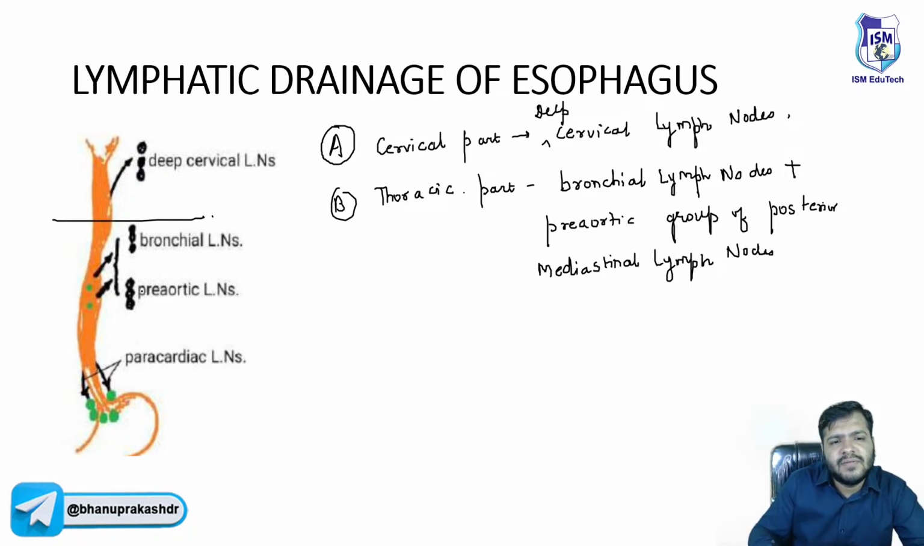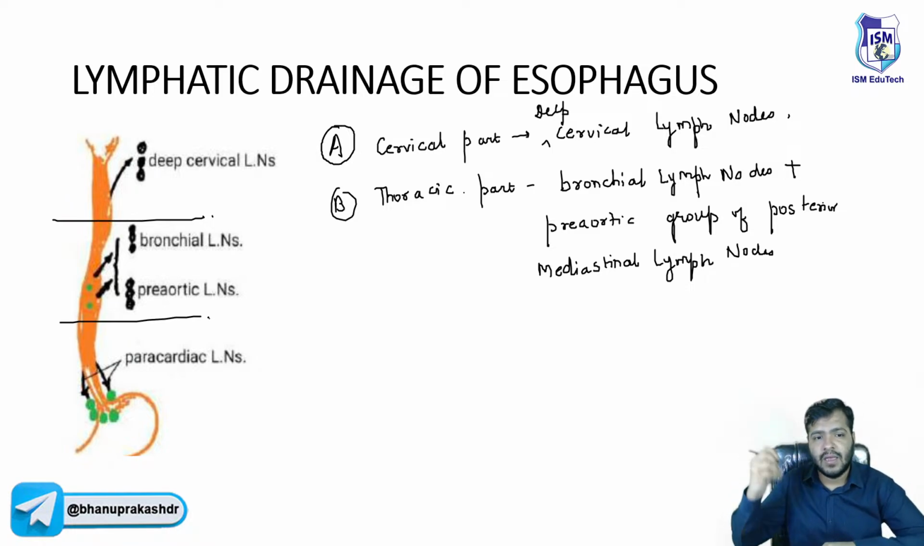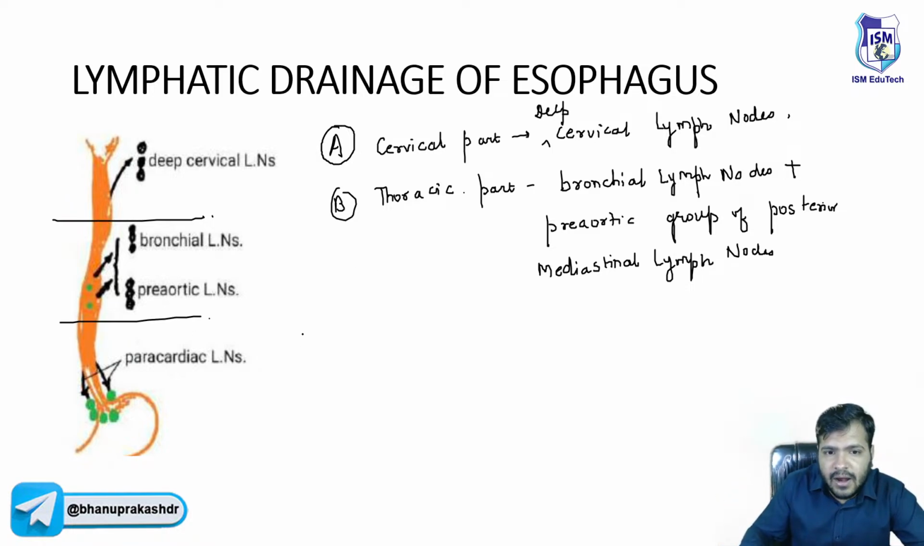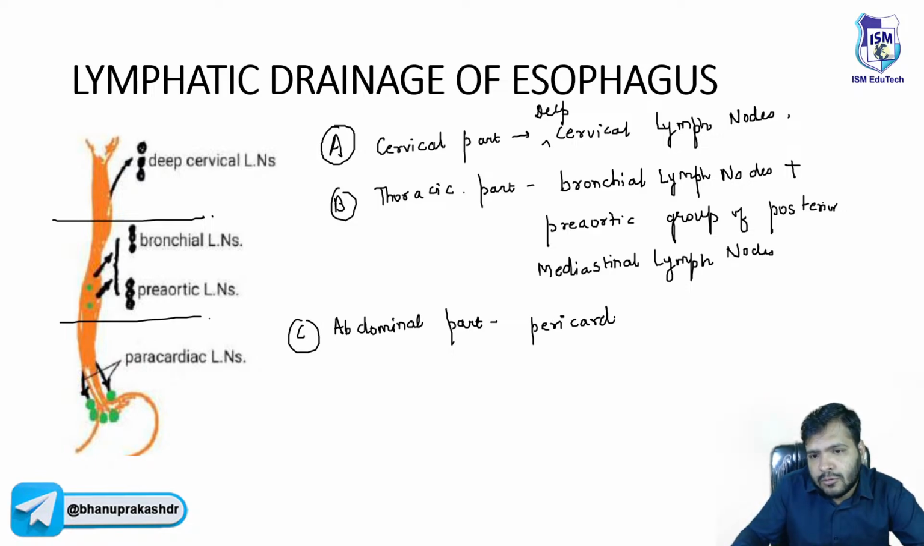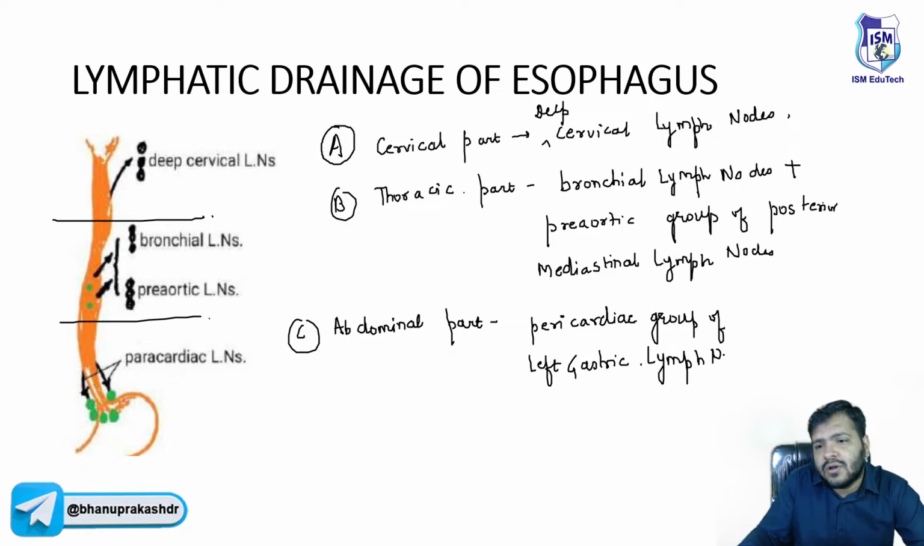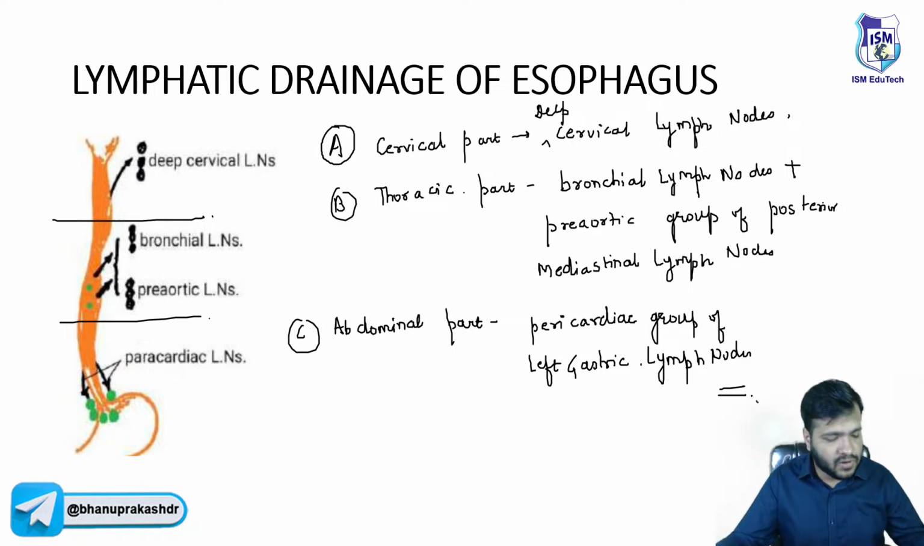You can draw this diagram as well. And below the abdominal part, beta, that you have to remember, it drains into the pericardiac group of left gastric lymph nodes. Left gastric lymph nodes. Just according to the location, beta, you will get the lymph nodes drainage also. So it's way easier, beta.